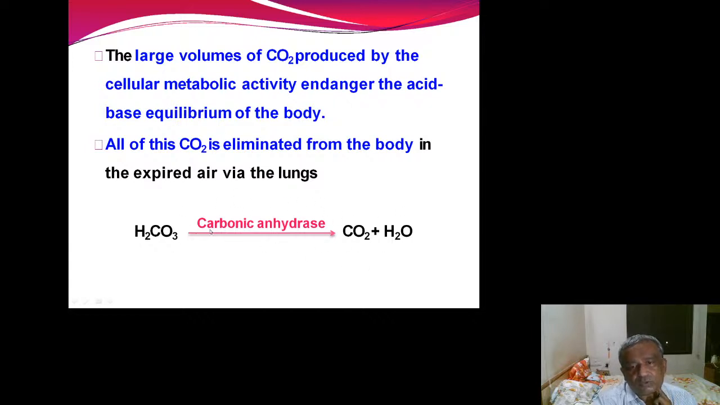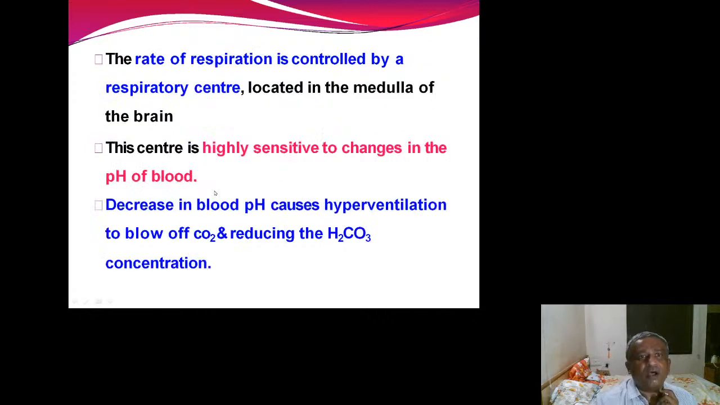In a patient who has taken OP poisoning, the carbonic anhydrase is blocked, and therefore this conversion is blocked, and the patient goes into all the complications. Now, the rate of respiration is controlled by a respiratory center in the medulla, and this respiratory center is controlled by two things. It is highly sensitive to change in pH.